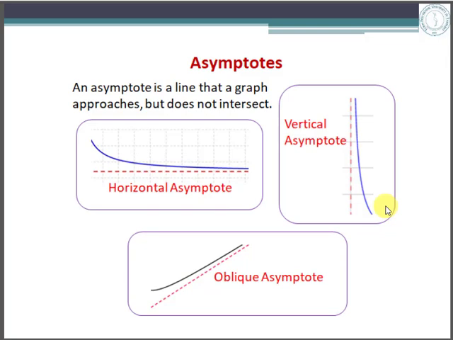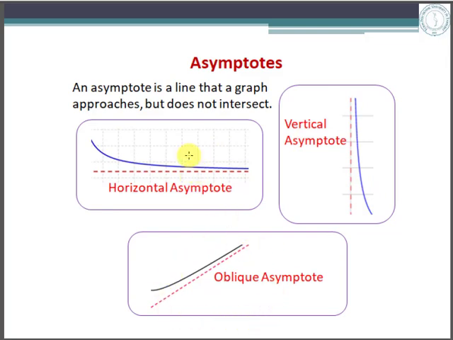Okay, let's recall asymptotes, and now we will define the types of asymptotes and how to find the equation of these asymptotes. If you remember, when we studied limits, we talked about asymptotes, and now we will study it more. So we have three types of asymptotes: vertical asymptotes, horizontal asymptotes, and oblique asymptotes.